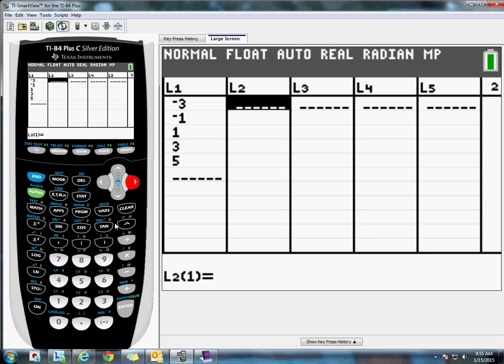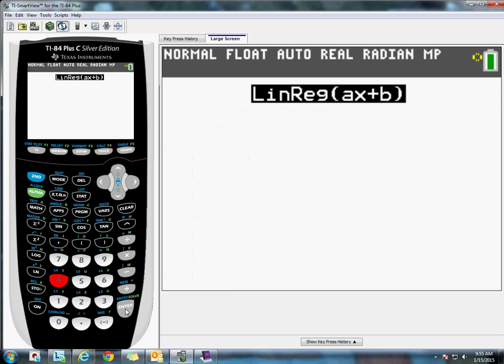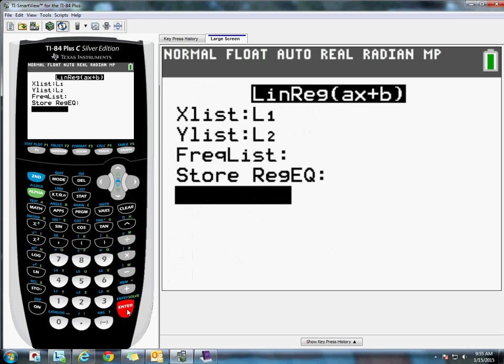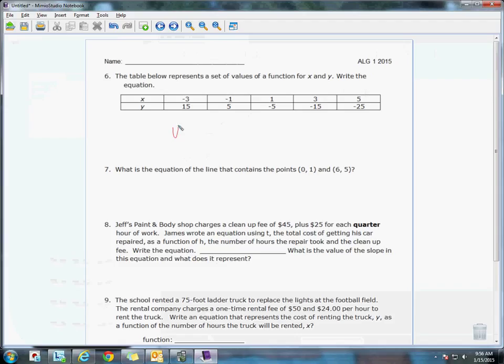In L2, those are my y values. We have 15, 5, negative 5, negative 15, and negative 25. Alright, so once you have that, you just go Stat, over to Calc. We want number 4, and you just hit Enter all the way until the very end. And so we have y equals, a is what we use for m as slope, negative 5x plus my y-intercept is 0, so I don't even have to write down that part. So all we have is y equals negative 5x. So y equals negative 5x will be our answer.